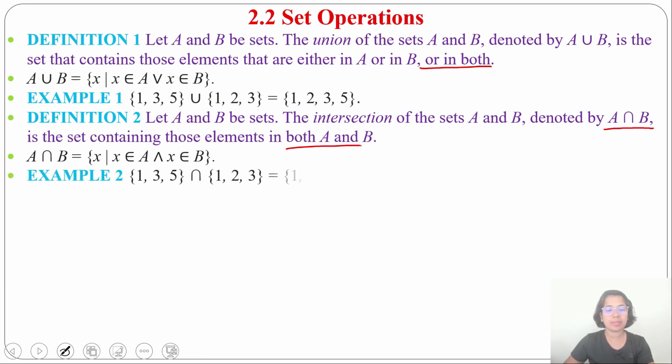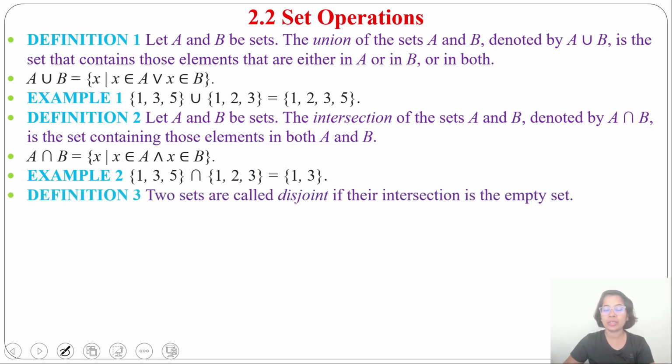Let's see one example. Example 2. Let A contain 1, 3, 5, and B contain 1, 2, 3. Then their intersection: which elements are present in both? Is 1 present? Yes. Is 2 present? No, 2 is present only in the second set. Is 3 present? Yes, 3 is present in both sets. Is 5 present? No. So 1 and 3 are present in both sets. That's why the intersection will contain 1 and 3.